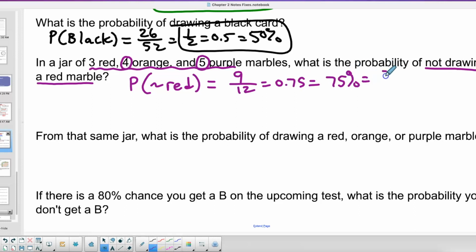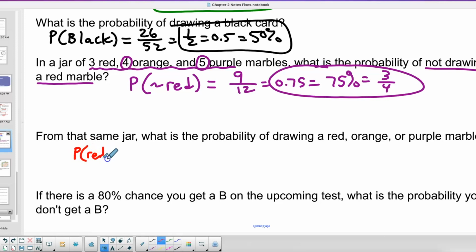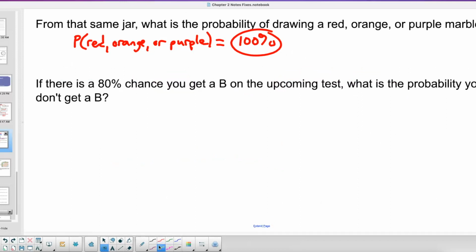Okay, if you want to use the reduced fraction, you would have to use 3 over 4. From that same jar, we want the probability that we get red, orange, or purple. You could do this like an adding problem like we'll review in just a few moments, but we don't really need to. That's all the colors. There's only red, orange, and purple, so there's a 100% chance of this happening. Those are the only 3 colors in the jar. And then this one is related to complements, the opposites.